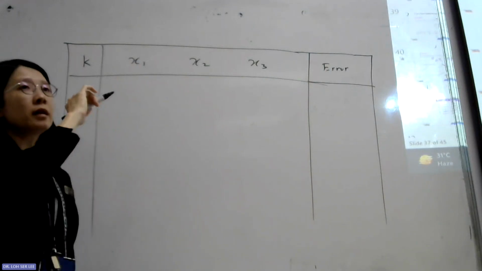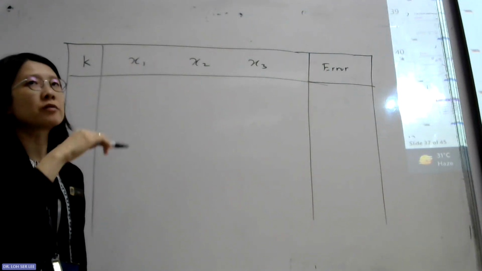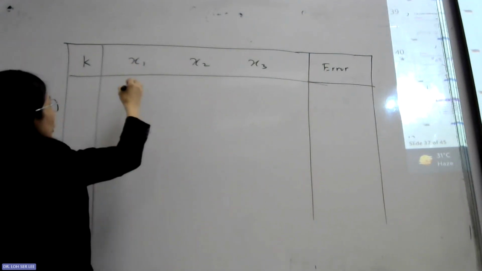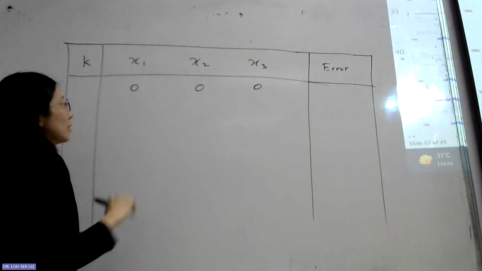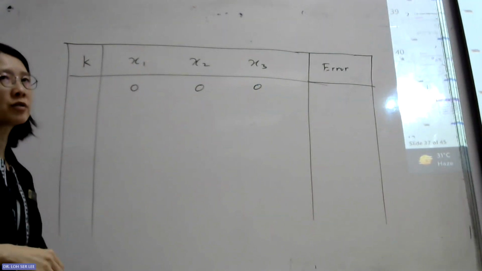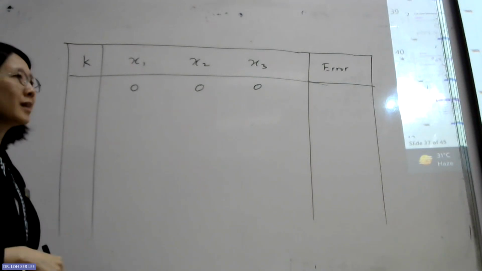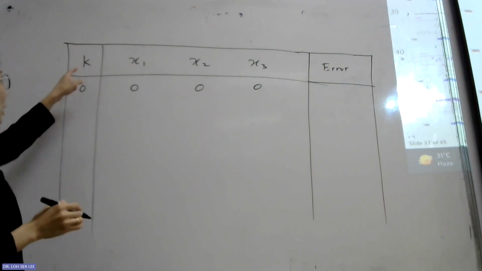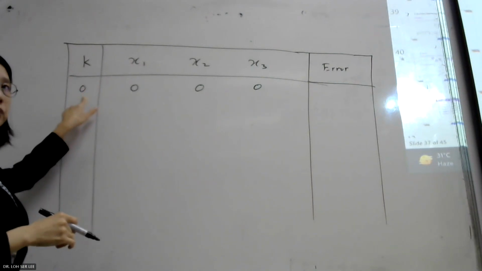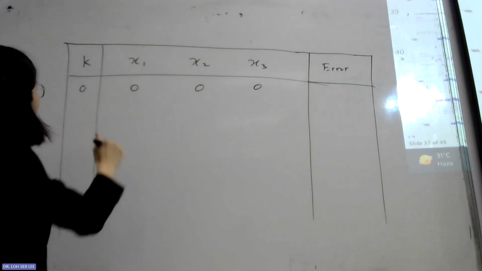You will be given the initial guess, the initial values. Normally you have 0 or 1, depending on the values given in the question. Let's say they are all 0. The iteration always starts from 0.